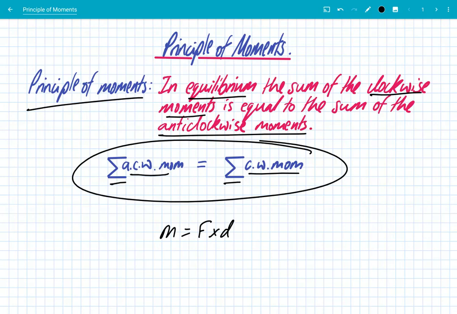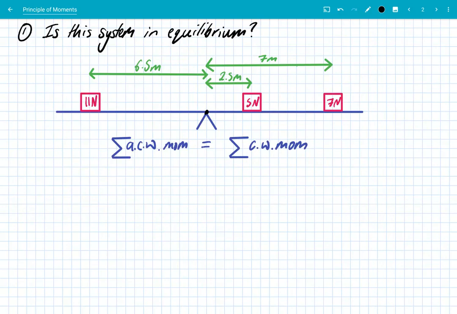The best way to understand the principle of moments is to do some practice calculations. We're going to do lots of those. The first one is a question where we've got a beam and we've got some weights, and we know the distances to a pivot, which is here. And the question says, is this system in equilibrium? Well, in equilibrium, according to the principle of moments, the sum of the anti-clockwise moments should equal the sum of the clockwise moments.